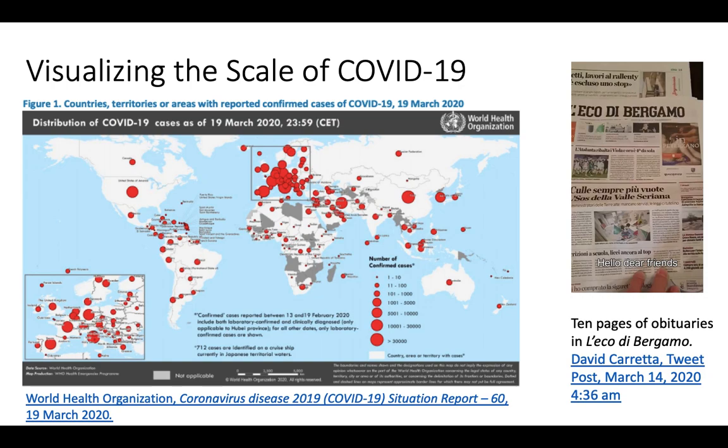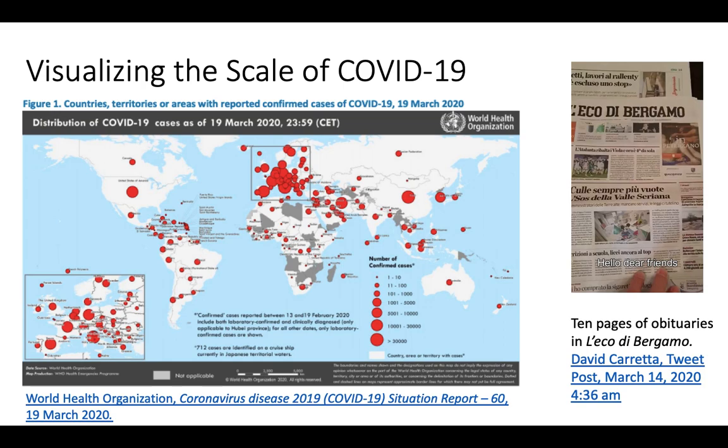To understand why I'm calling COVID-19 an event of world historical magnitude, let's try to visualize the scale of this disease. First, we have a map from the World Health Organization's Situation Report from 19 March 2020, showing the distribution of confirmed cases of COVID-19 across the world. As you can see, there are very few parts of the world that have not been affected by this illness.